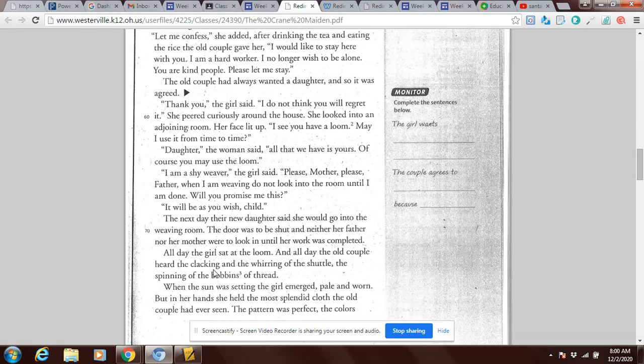Now I noticed that this is the same phrase that the author used above when the bird was stuck.